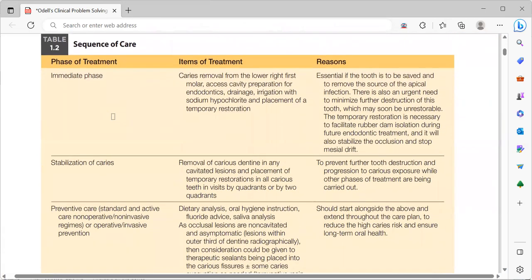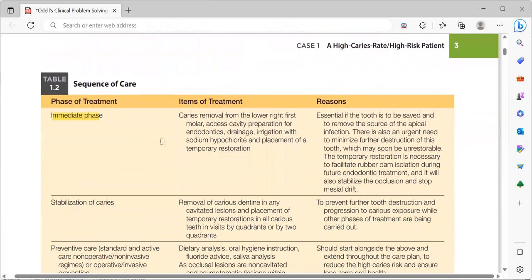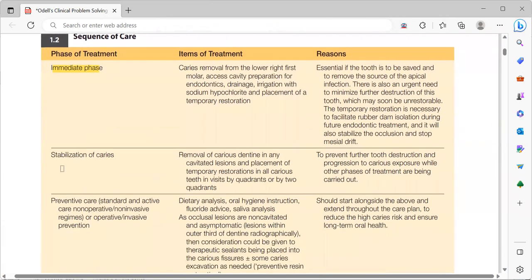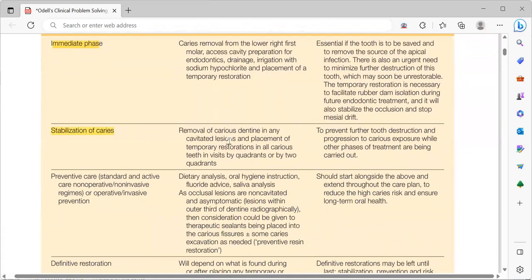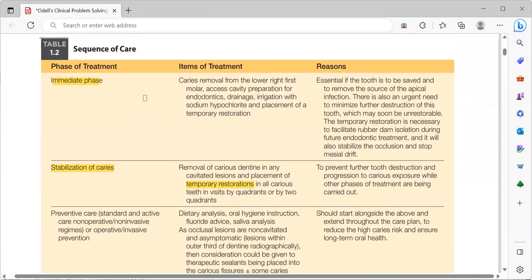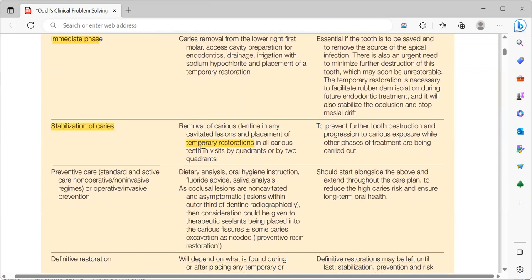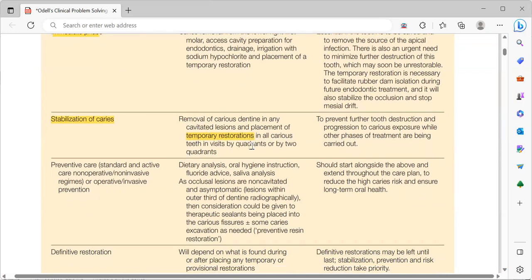So they mention here what your sequence should be. Firstly, there should be an immediate phase, which means if the patient is in pain or if there is any infection, like here where the sinus is there, you need to remove that source of infection, right? Then you need stabilization of caries. It means removal of carious dentine in any cavitated lesion and placing a temporary filling. In the other molars where we found decay, we will do the immediate phase in today's appointment, and later we will book another appointment for stabilization of caries, in which we will remove all the decay from the other molars and put temporary restorations.